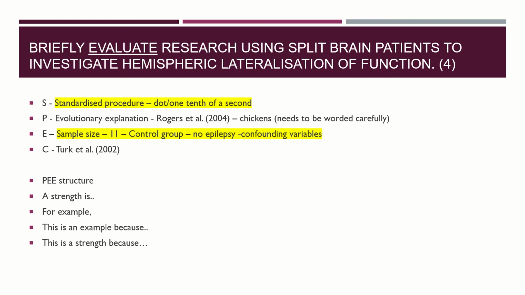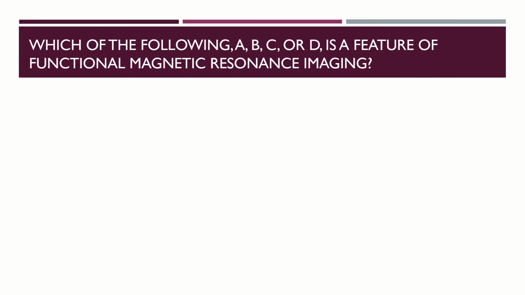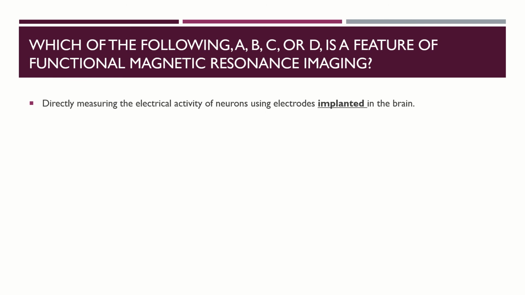So if it says evaluate, you need to use the P structure to show off your abilities, your evaluation skill. Go really drill down into detail. You could get 4 marks from just 1 P structure evaluation point. Okay. Then we had which is the feature of functional magnetic resonance imaging, fMRI: directly measuring electrical activity of neurons using electrodes implanted inside the brain.